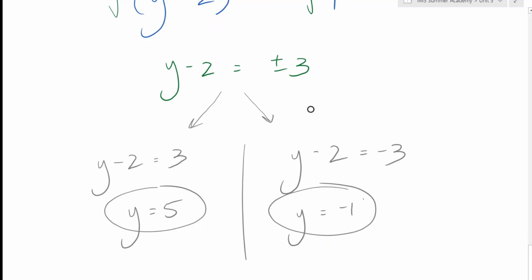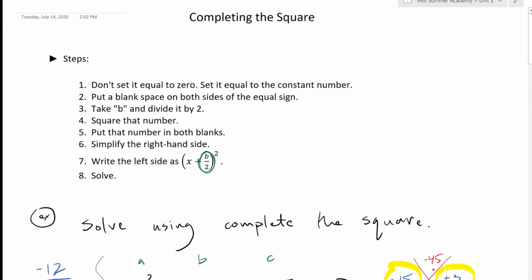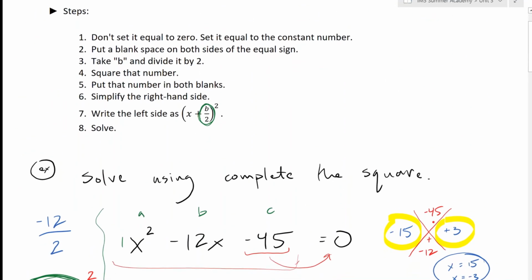So again, the thing to remember here, don't want it equal to 0, we want it equal to the constants, and then we just follow the steps, putting those blanks, finding out what goes in the blanks, and how to complete this square and solve it. Get us all the way to a final 2 answers most times.